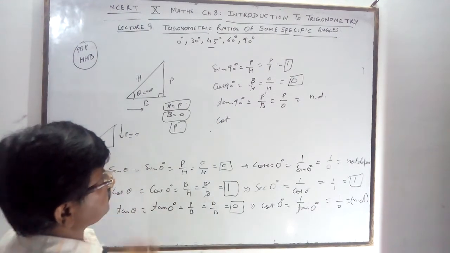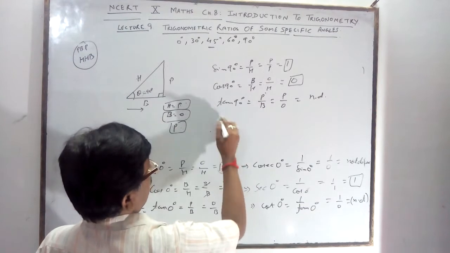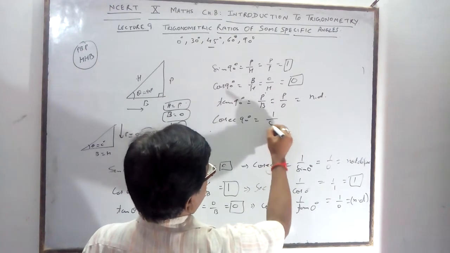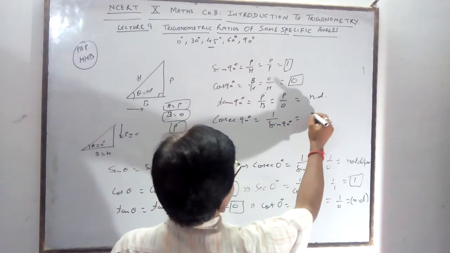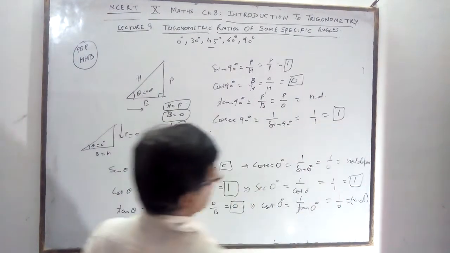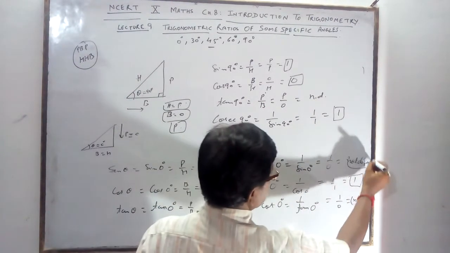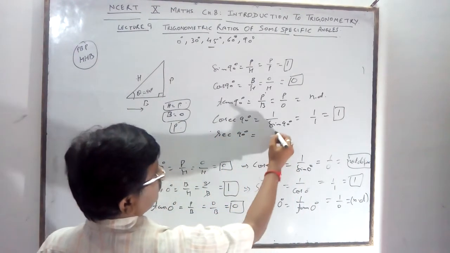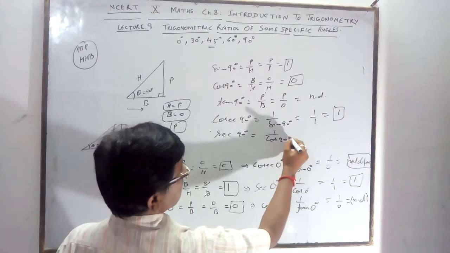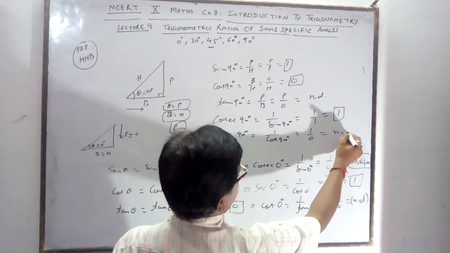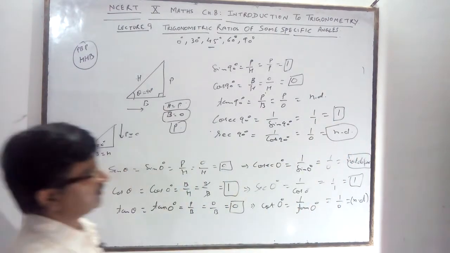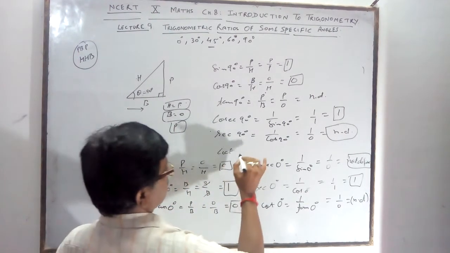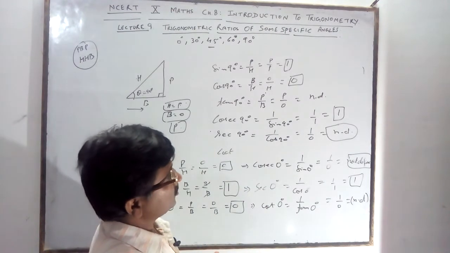Now cot, what will you get? Cosec 90 degrees is equal to 1 upon sin 90 degrees. What are you getting? Sin 90 is 1, so 1 by 1 is equal to 1. Highlighters you must use. Sec 90 degrees is equal to 1 upon cos 90 degrees. And what is cos 90 degrees? 0. So that is not defined. Cosec, sec, cot.